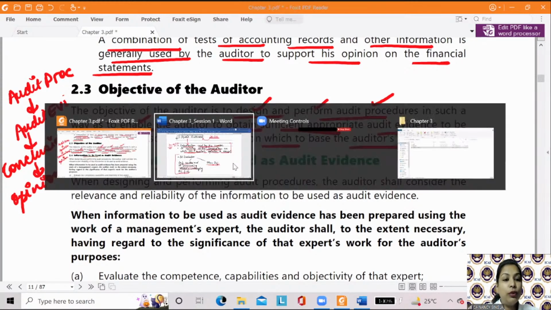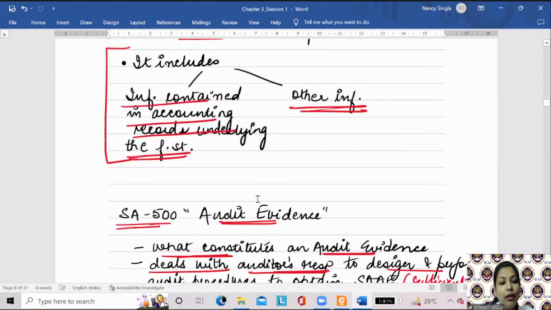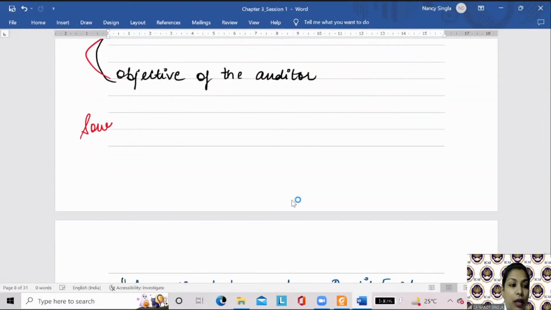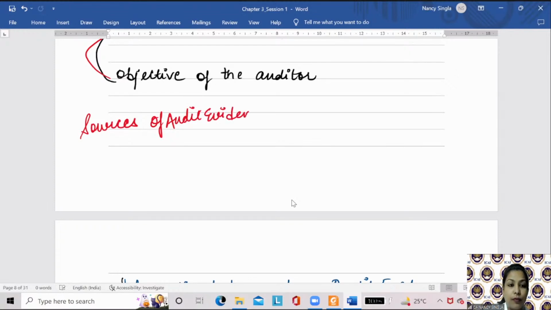ठीक है? Now students, tell me what can be various sources of audit evidence. कहां से audit evidence मिल सकता है? Quickly send in your replies. 2.3 तक क्लियर है किसको? Good. So tell me, what can be various sources of audit evidence? Audit evidence कहाँ से मिल सकता है बताओ?